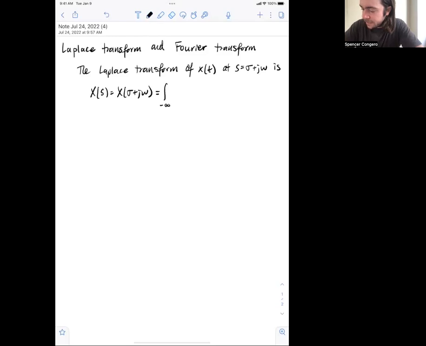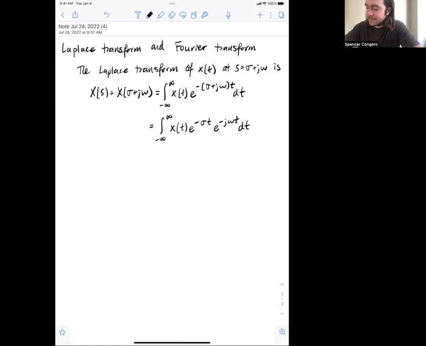And we know the Laplace transform is this integral, x of t times e to the negative st. So I'm just going to plug in s right now. Now let me rearrange this slightly and write it as x of t e to the negative sigma t e to the negative j omega t dt. Now what does this look like?